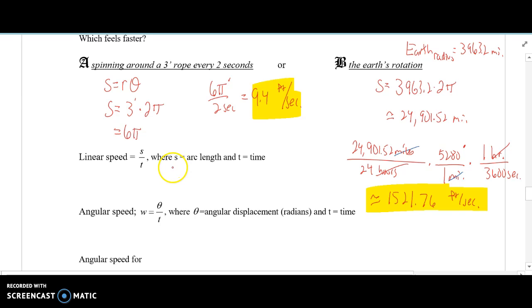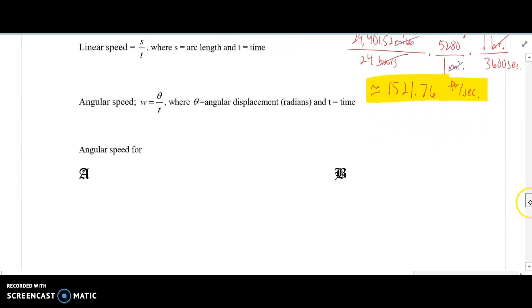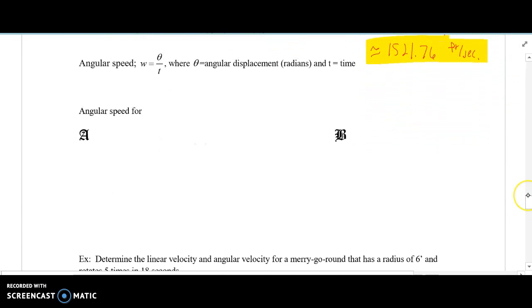Here's our formula for that. The thing is that we don't really feel the rotation of the Earth. This one, for the rope, feels a lot faster. You can feel it pulling on you. And that is why we're going to look at this from another scenario. And that's called angular speed. What is your angular displacement divided by the time? So w is equal to 2 pi divided by 2 seconds. If we divide that, we get about 3.14 radians per second.